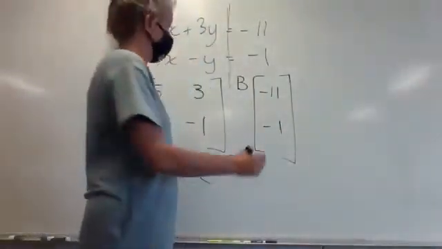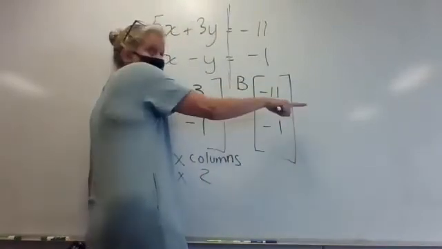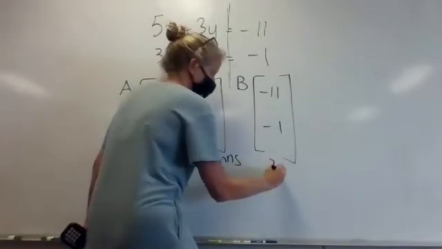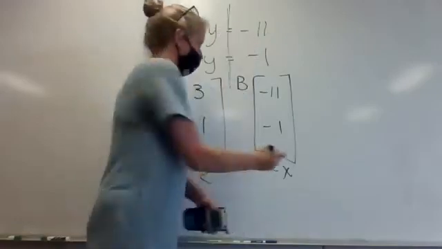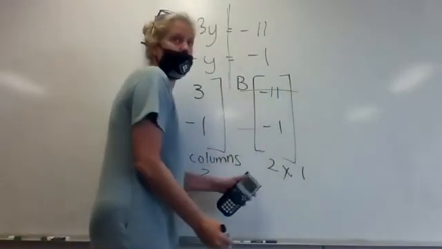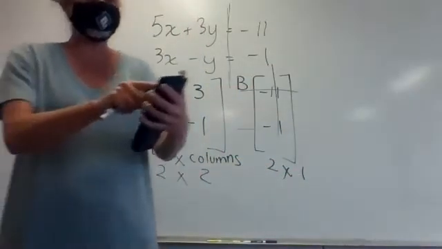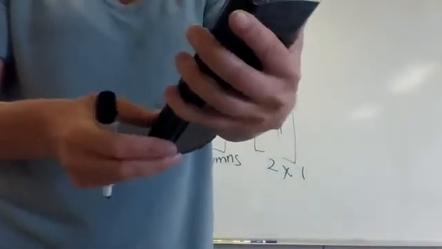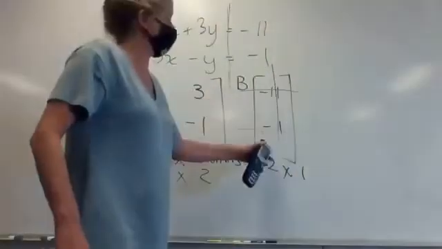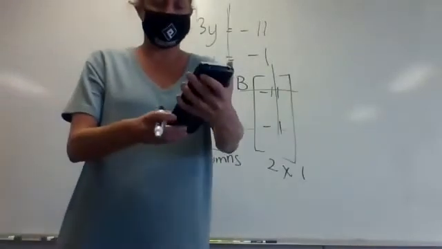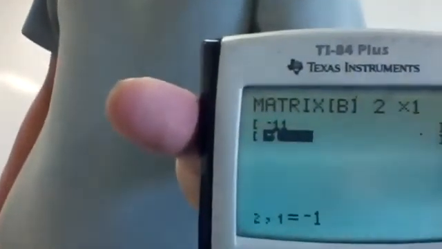Now we're going to have to tell it the order, right? So let's see, how many rows are there? This way, 2. Now, how many columns? Columns go like this. There's 1 column, right? 2 this way, so that's your rows. 1 that way, so that's your column. So you want to tell that matrix B to be 2, enter, 1, enter. So 2 by 1, to make your B matrix look like that, and then enter those numbers. So negative 11, enter, negative 1, enter. So your matrix B should look like that.